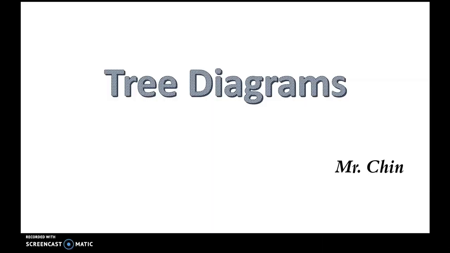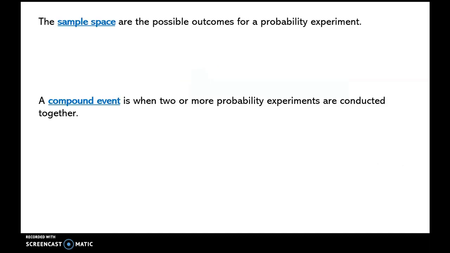Today we're going to be going over how we can use tree diagrams to find the sample space. Recall from the old videos, the sample space are the possible outcomes for a probability experiment. Now we're going into compound events. A compound event is when two or more probability experiments are conducted together.